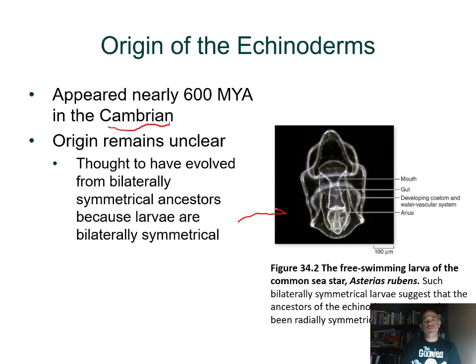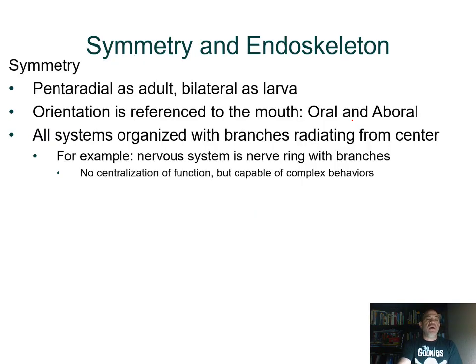Here is a starfish larva, image from your textbook, from a sea star by the name of Asterias rubens, and it is bilaterally symmetrical. There's a mouth here, and you can see the gut here, but you can only cut it along one plane and get a mirror image. If I cut it this way, you don't get a mirror image for it.